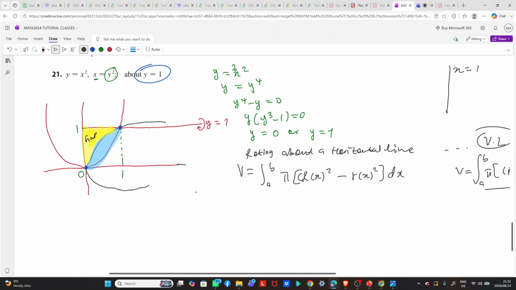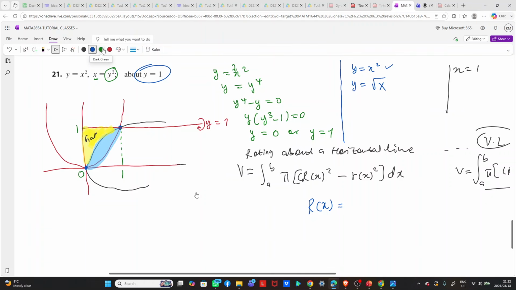Okay, so now the big question comes. What is big R of x? Let's first do the following. From these functions, let's make sure that for all of them, y is the subject of the formula. So we have y equals x squared. This one is fine. And from this one, we have x equals y squared. That means if we make y the subject of the formula, we have y equals square root of x.